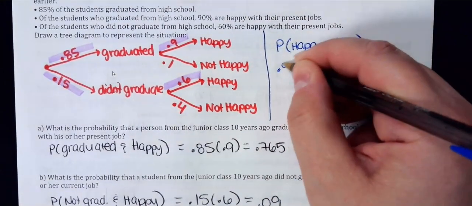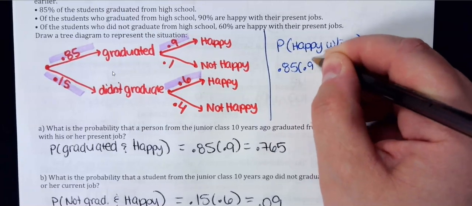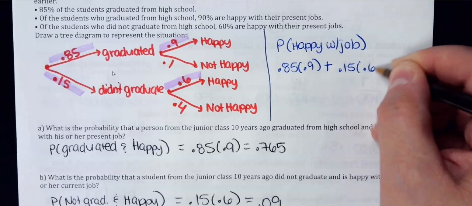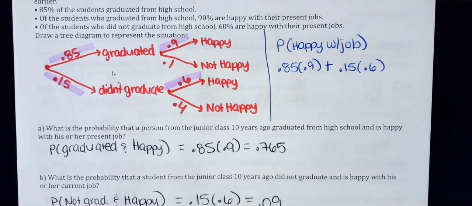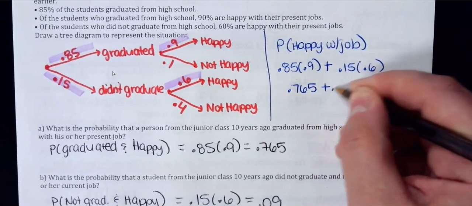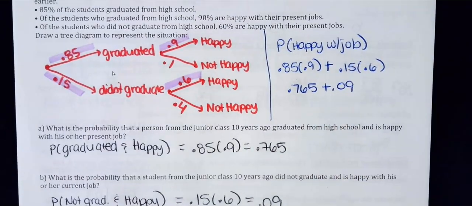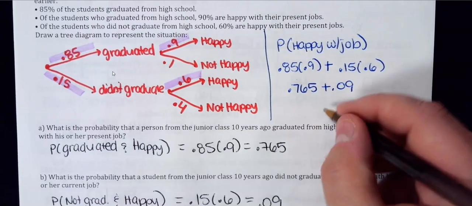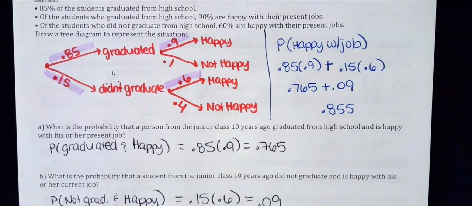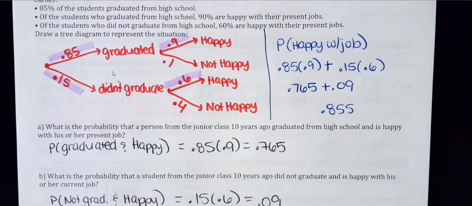So graduated and happy with the job, plus didn't graduate and happy with the job, which we actually just calculated both of these values below if you want to just use that, just 0.765 plus 0.09, which we get 0.855. So most of those people, like almost 86% of those people, whether they graduated or they didn't, they're happy with their job. Is anybody having a question?